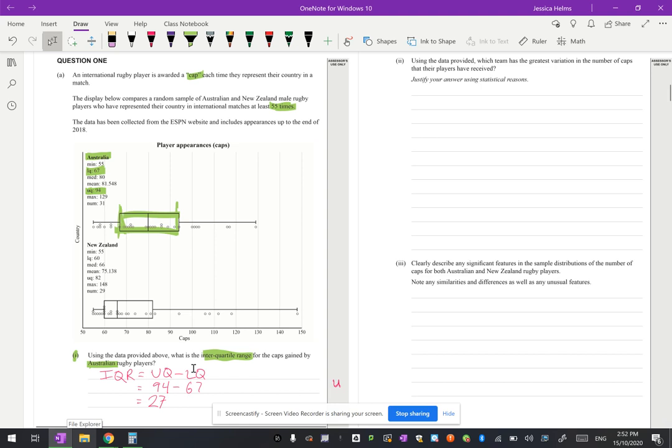Okay, so question 1 and part 2 now. So using the data provided, which team has the greatest variation in the number of caps that their players have received? Justify your answer using statistical reasoning.